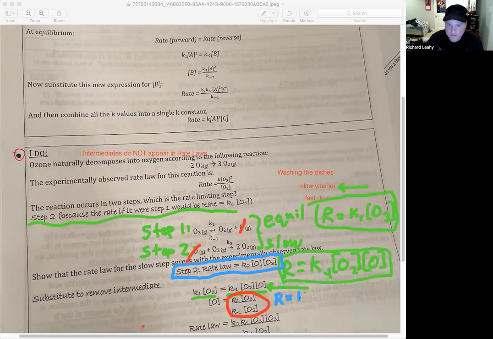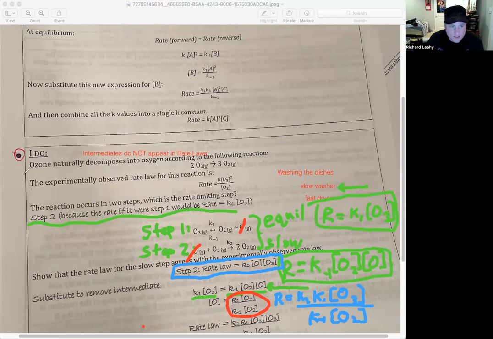So we have rate law is K2. That's fine as it is, K2. Just a number. Oh, we already solved for O. Oh, we got what's in this right here. So we have K1 and the ozone, O3, divided by, we have K -1 down at the bottom. That's the reverse reaction of the first step, and O2.